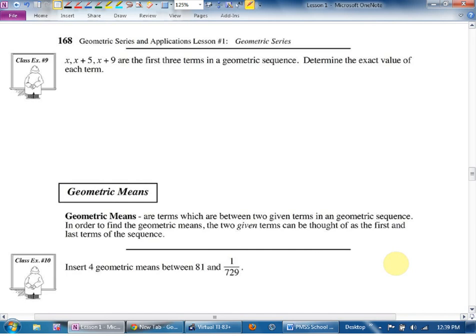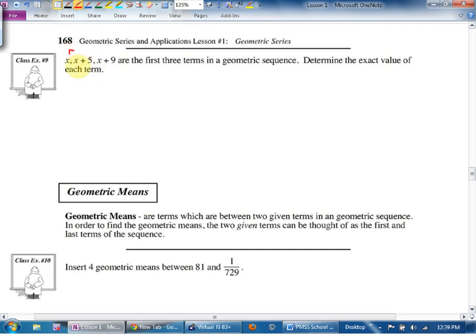Well, Seth, what did I multiply by to get from this term to this term? Algebraically, what variable have I used? What did I multiply by to get from this term to this term? Algebraically, what variable have I used?